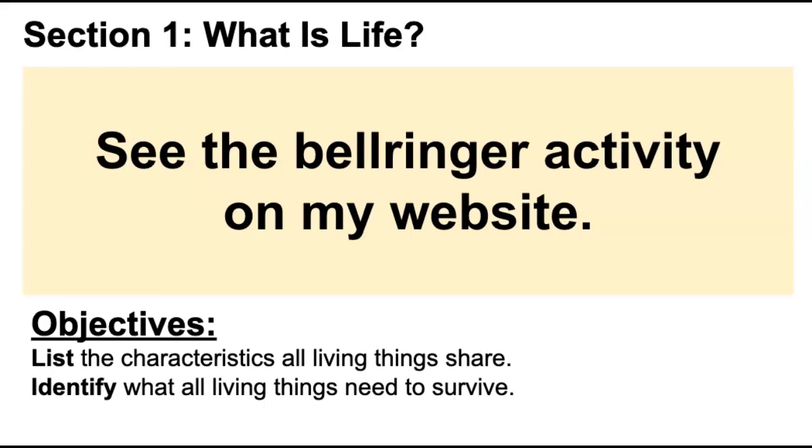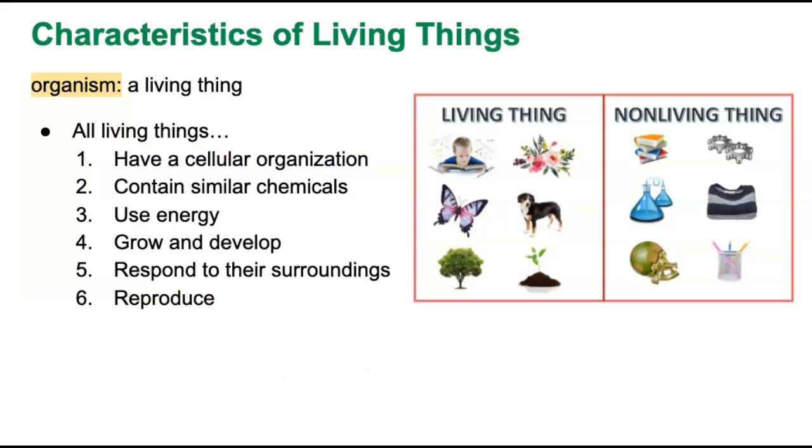Chapter 1, Section 1, the very first piece of our brand new book about bacteria to plants is all about life. What is life? There are two objectives that go along with this section. The first is to list the characteristics all living things share, and the second is to identify what all living things need to survive. Here we are right away on our second slide talking about that first objective.